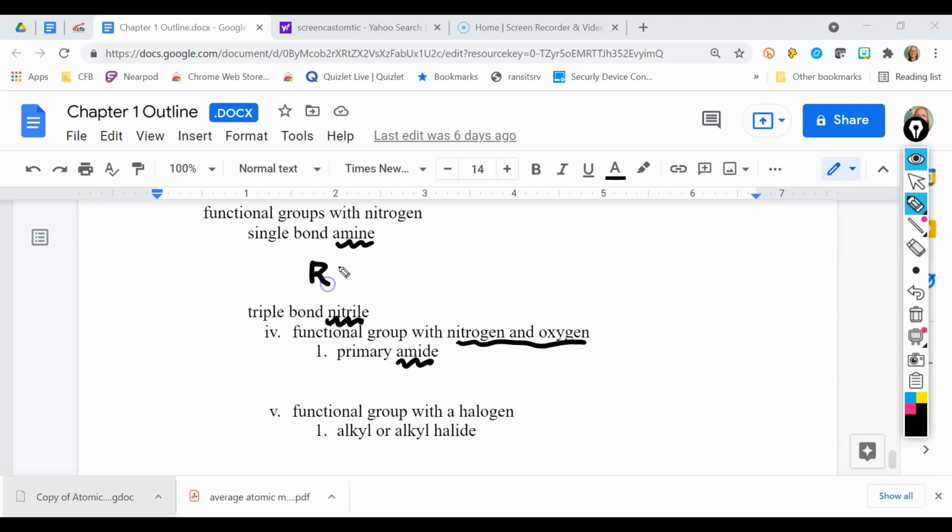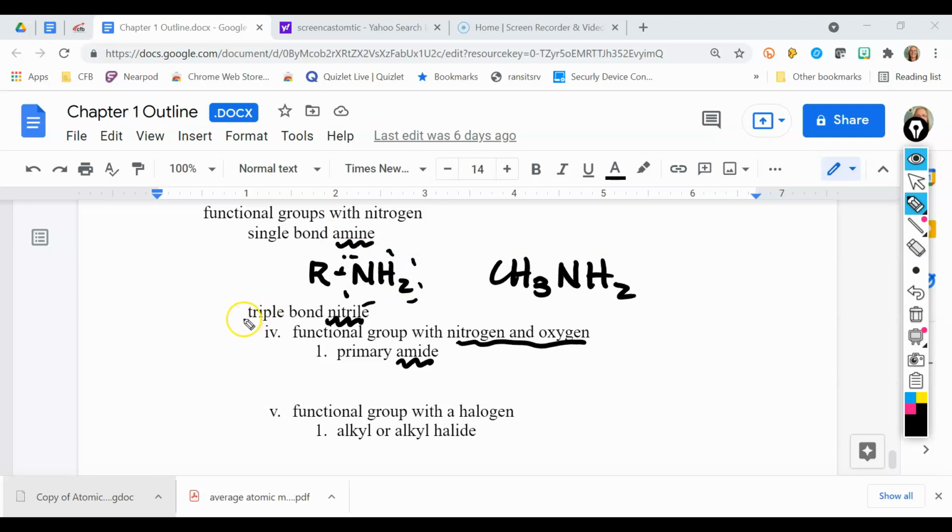We can have the carbon chain followed by the amine group on the end of it. So it's usually at the very end. So that would be like CH3 and NH2 would be the format of that, and that is called an amine. That's the name of this functional group when it is on the end like this.